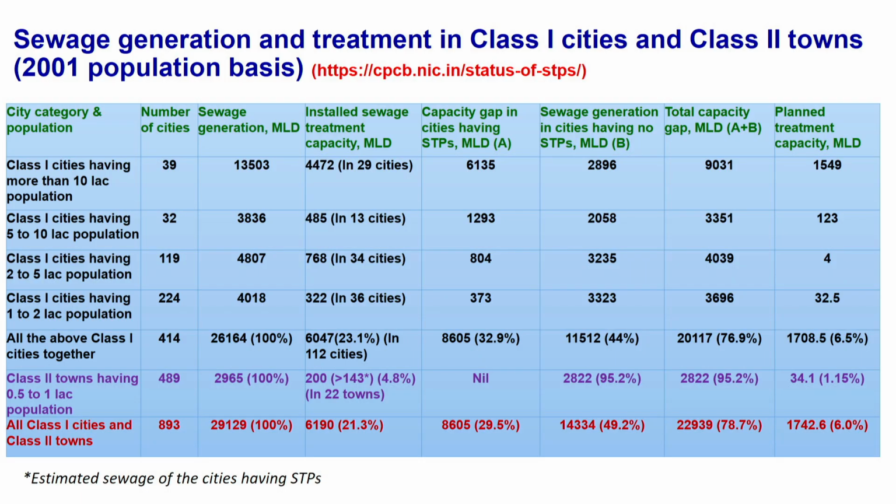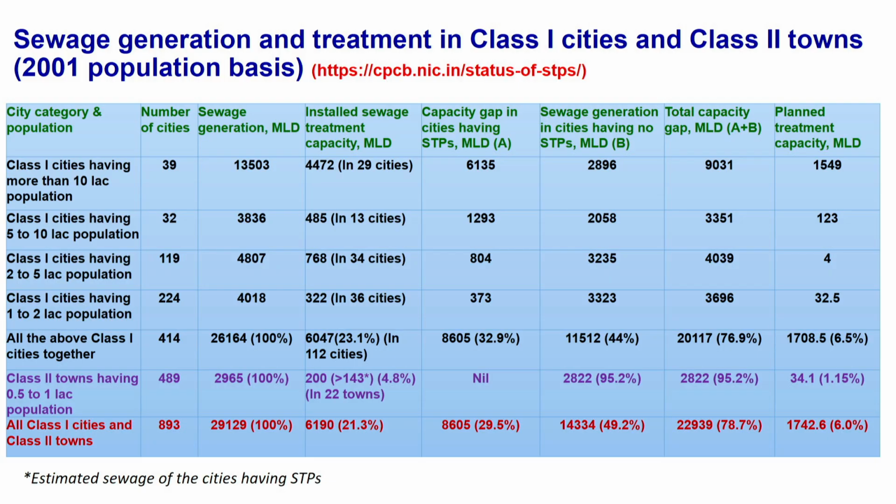So, there is a gap between the cities having STPs and sewage generation in the cities having no STP is also given here. The total capacity gap is shown in the second last column. That is 9,000 for class 1 cities, and the planned treatment capacity is still much lower than the total capacity gap, 1549.